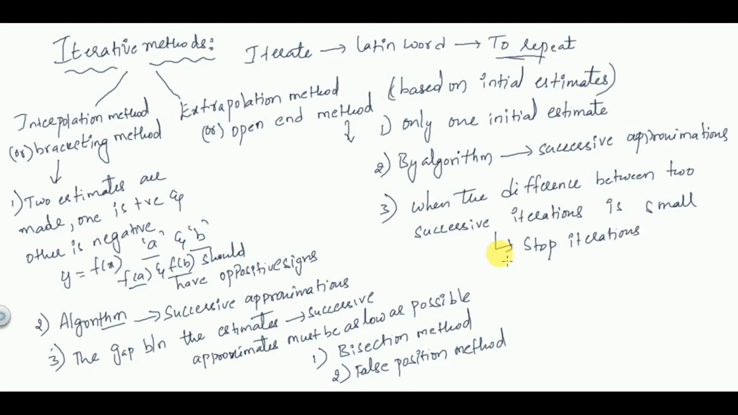And that will be your final answer. If the difference between them is very small, then you can stop the iterations, and that will be your final answer. If the difference is large, you have to find the corresponding successive approximations also. You have to continue this method until the difference between two successive approximations is almost equal to 0. Then you can stop, and that will be your final value. The example of the extrapolation method is the Newton-Raphson method.